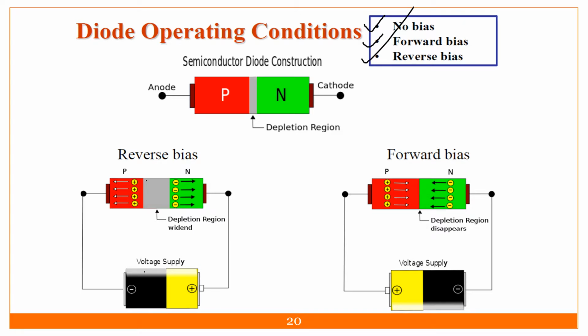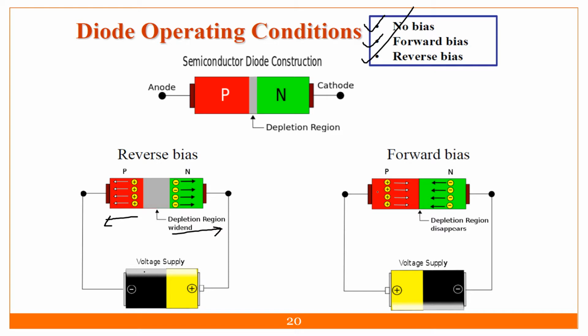So what will happen? This depletion region will increase, because holes will go in this direction and electrons will go in this direction, so whatever the depletion region is over there will increase. This will increase because the minority charge carriers are forming the junction.